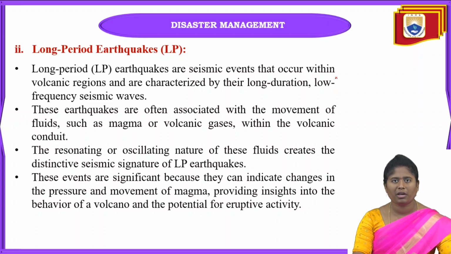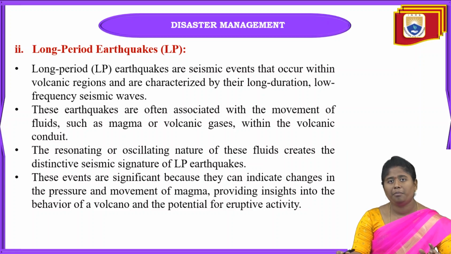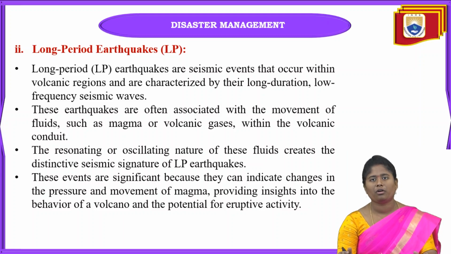When this type of earthquake occurs, there will be no huge loss to the earth's surface. This earthquake occurs due to the movement of fluids like magma or volcanic gases that go into the atmosphere and the earth's surface. One of the reasons is the isolating nature of these fluids, which may create long period earthquakes. This type of earthquake can indicate changes in the pressure and movement of the magma.